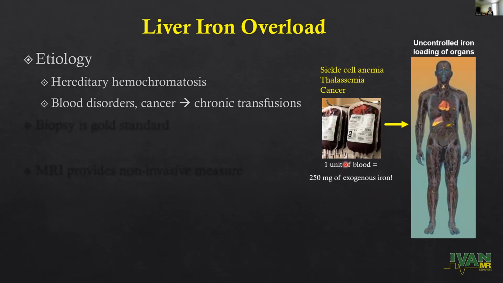If you're injecting blood in these patients with hematological diseases, each unit of blood is about 250 milligrams of exogenous iron. So these patients receive chronic transfusions. If a sickle cell patient is on transfusions for 6 months, receiving 2 transfusions per month, he ends up doubling his normal iron content in about 6 months. And all this extra iron is stored primarily in the liver, and it can also be stored in the heart.